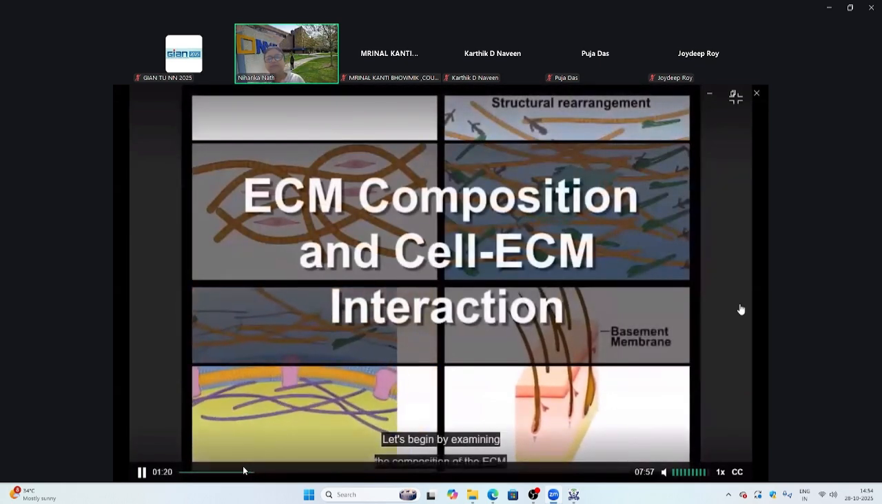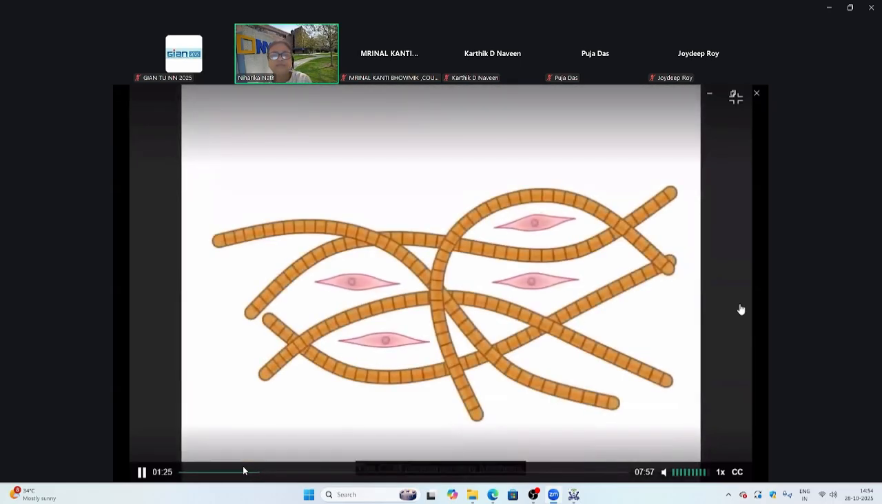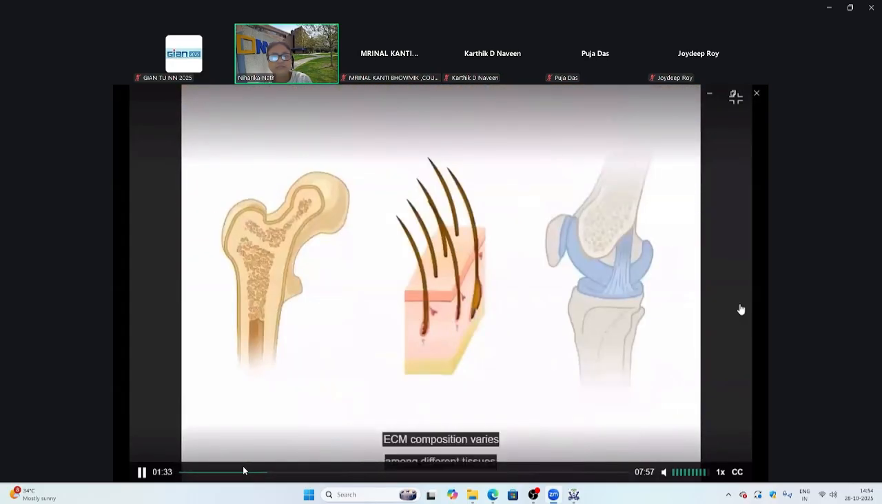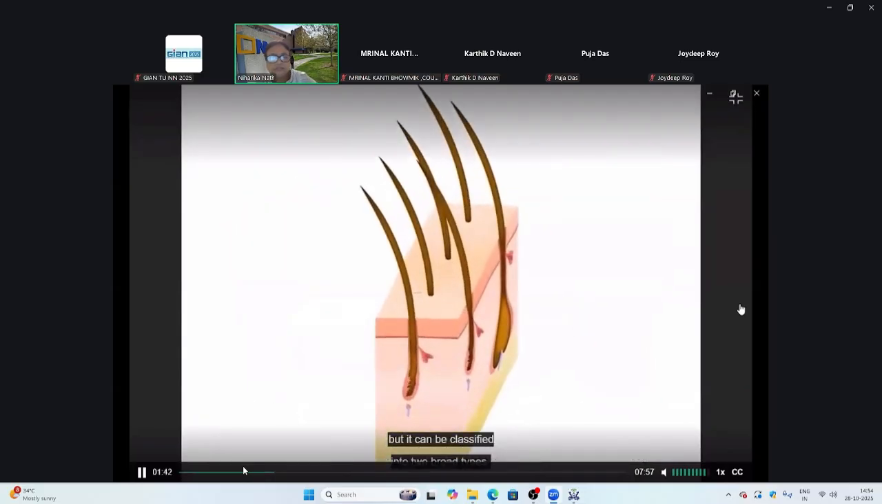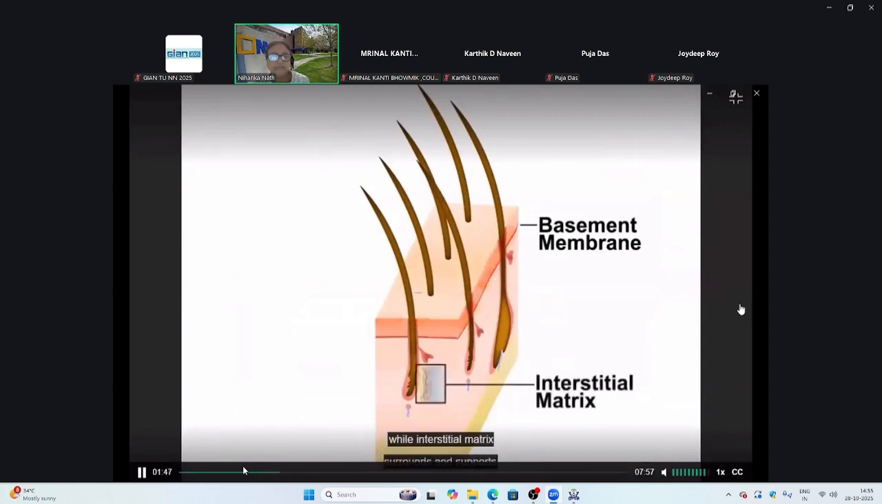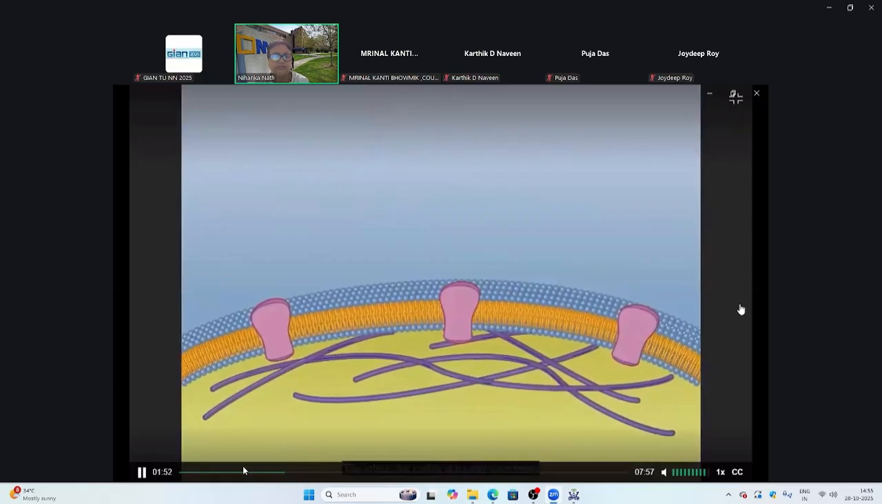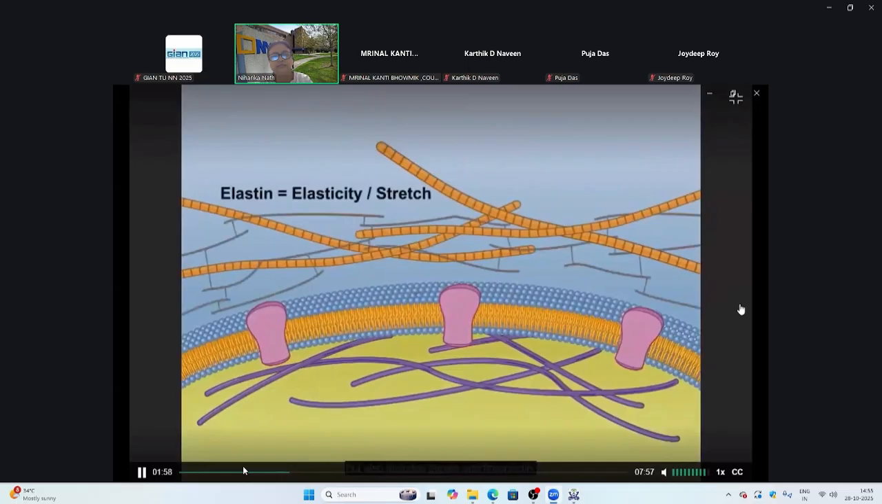Let's begin by examining the composition of the ECM and how cells interact with it. The ECM performs many functions, such as providing support for cells, facilitating intercellular communication, and separating tissues. ECM composition varies among different tissues and has different biological properties, but it can be classified into two broad types. The basement membrane serves to anchor and separate tissues, while interstitial matrix surrounds and supports the cells within a tissue. The interstitial matrix is mostly composed of the fibrous protein collagen, but also includes elastin and fibronectin.